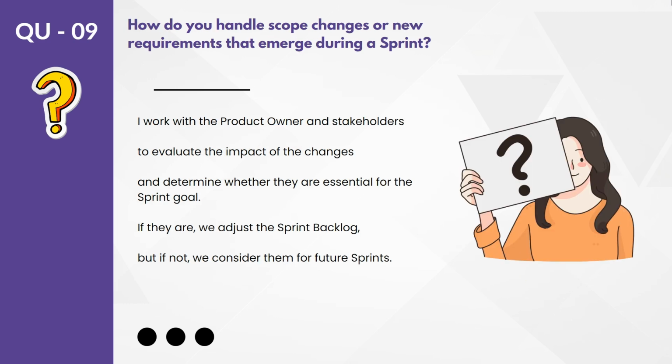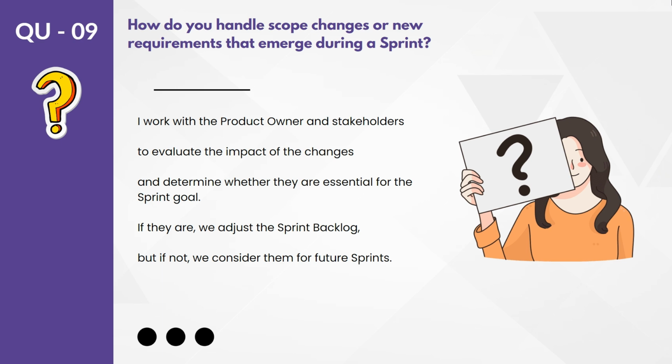Question 9: how do you handle scope changes or new requirements that emerge during a sprint? See, this is again a practical question, because normally we don't expect such a thing if we go by the standard definition of Scrum. But there is a lot of difference between the definition and the real world scenario. So what is the answer? I work with the product owner and stakeholders to evaluate the impact of changes.